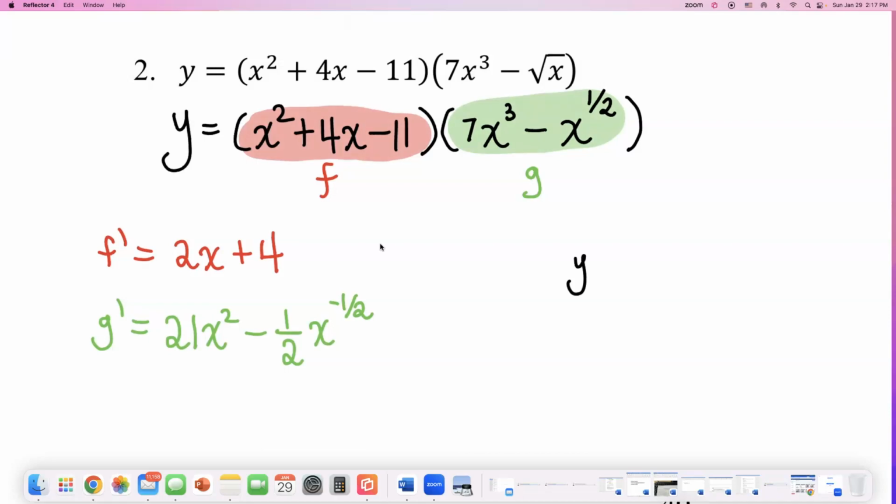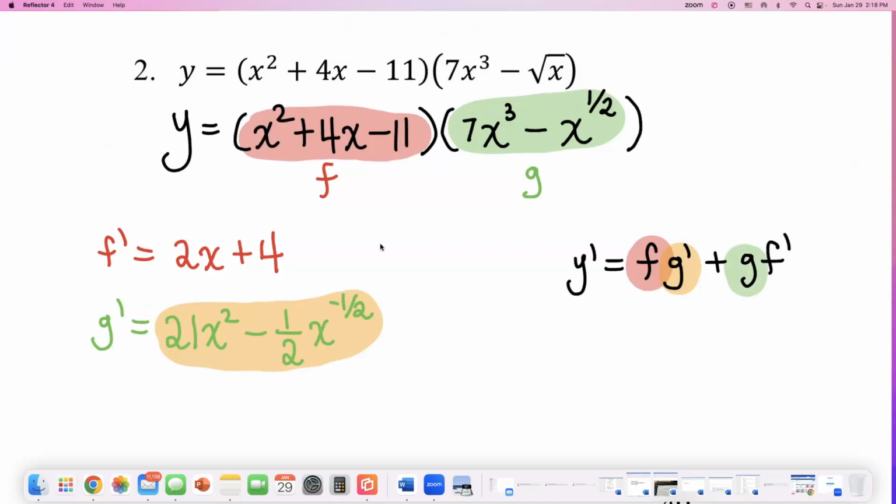Product rule says to find the derivative of a product expression, we're going to do first times the derivative of the second plus second times the derivative of the first. So that's all you're going to have to do. We've got the first expression highlighted in red. The second expression is going to be this right there. So we'll multiply the red by orange, do the plus sign, and then we have to do the second times the derivative of the first expression, which will be right here. So let's put these together. Y prime equals, what first? X squared plus 4x minus 11 first.